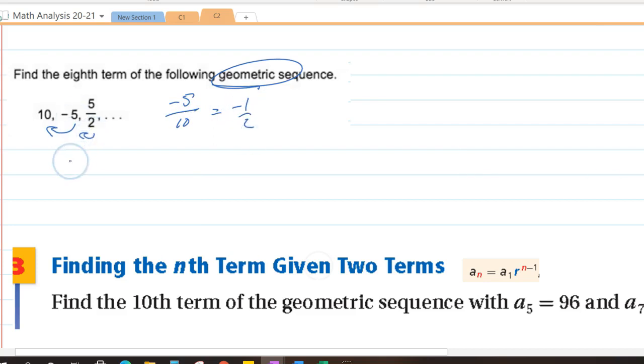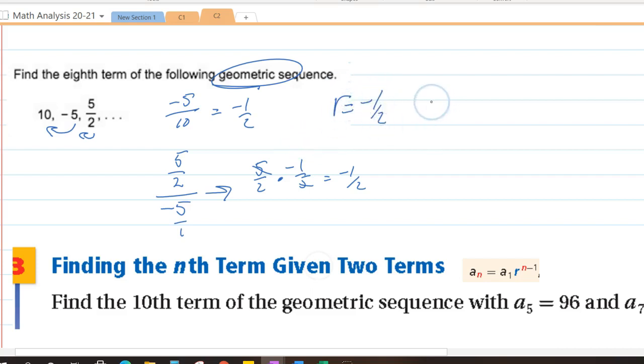5/2 divided by negative 5. Here I'm dividing fractions over an invisible 1. You should know how to divide fractions by now, but here's a quick review. 5/2 divided by negative 5, which is a fraction over 1, is 5/2 times negative 1/5. We invert and we multiply. The 5's cancel out, which gives me negative 1/2. So I've confirmed that my common ratio is equal to negative 1/2.